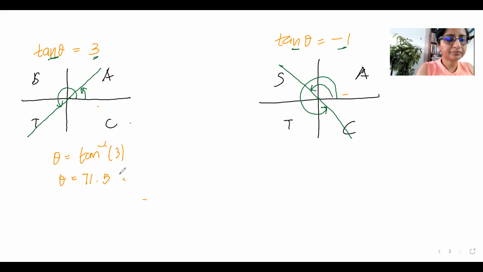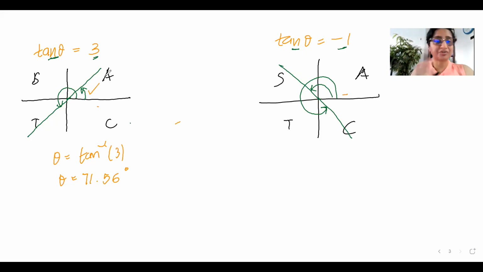So I get 71.56. This is my degrees answer, 71.56. So did I get as I expected? Have I gotten an angle in the first quadrant or the third quadrant? The calculator has given me the angle in the first quadrant. How do I find the other angle? That I can do.